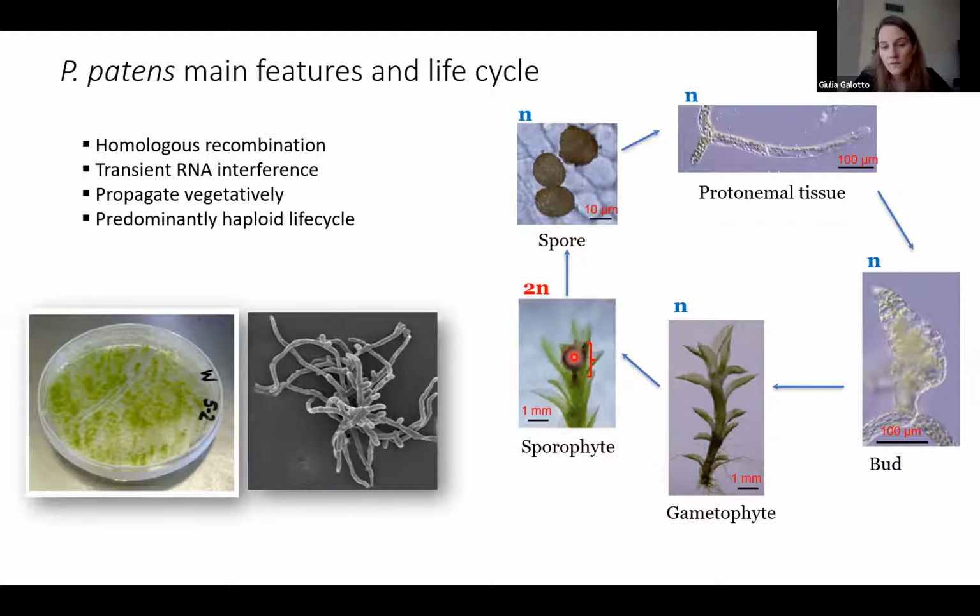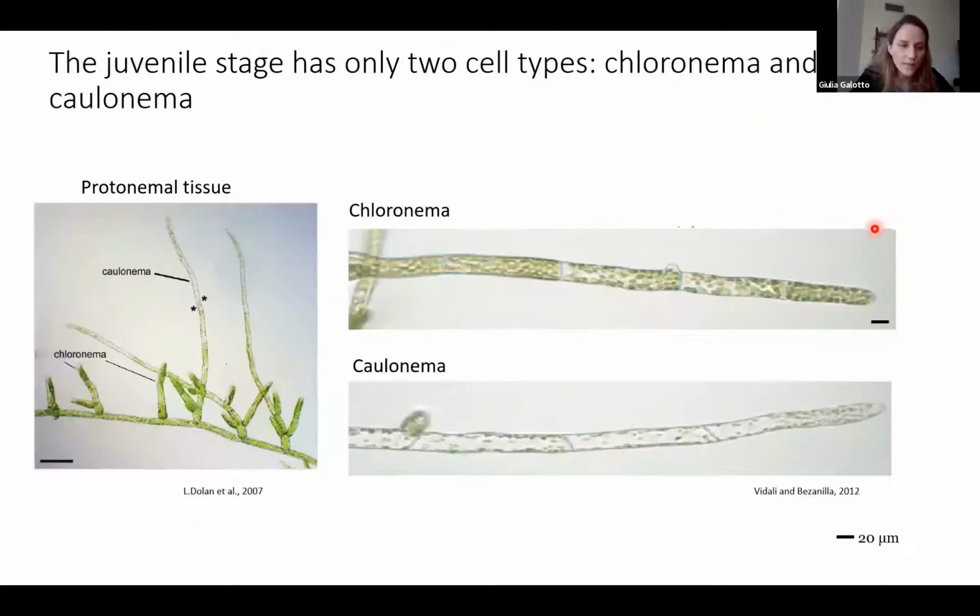And then meiosis inside of the sporophyte will produce the haploid spores. So in our lab, we work on the juvenile stage of the plant, which is this protonemal tissue. It is a single cell thick layer tissue that looks like this. And in this tissue, there are only two cell types. And these cell types are chloronema cells and caulonema cells.